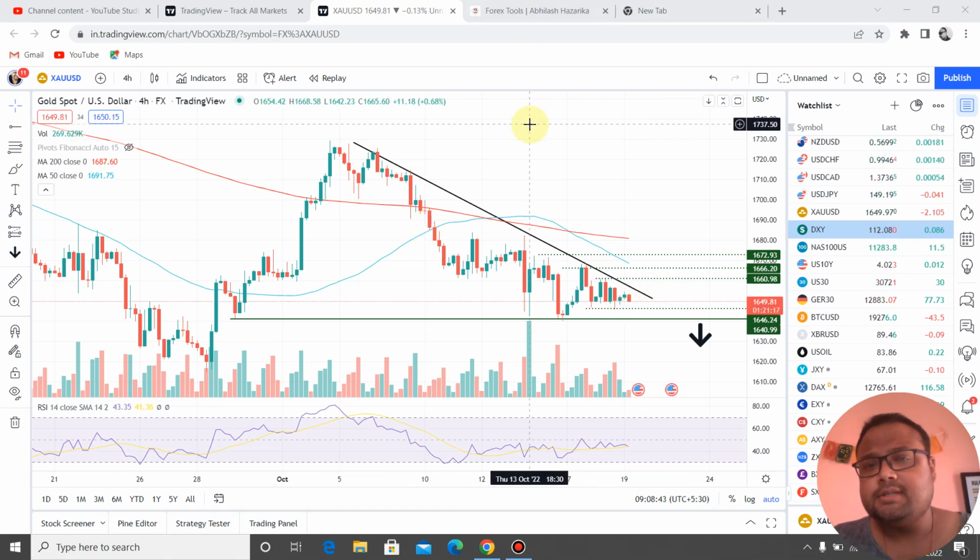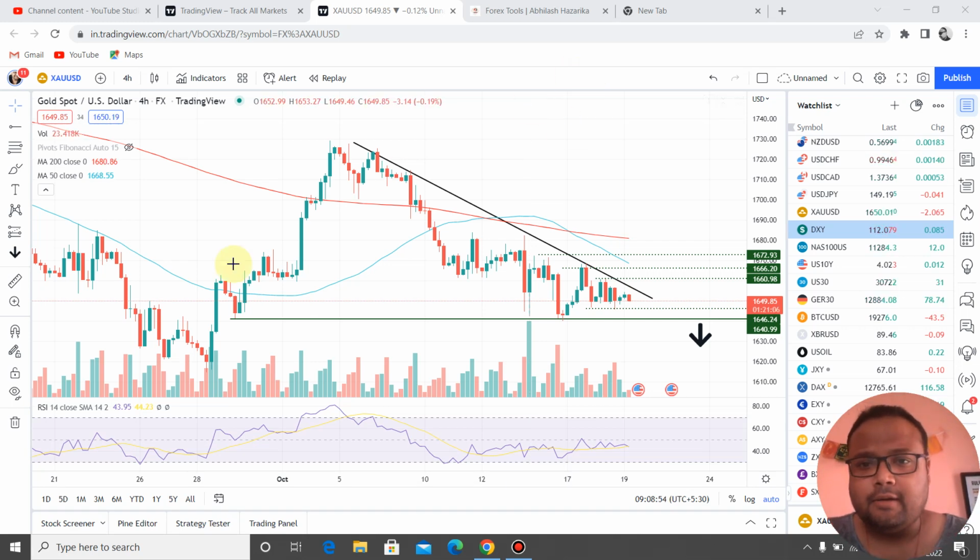And day traders, you may get some opportunity, but especially swing traders and positional traders, you may need to wait for 1 or 2 more days unless we get any proper direction on the market.